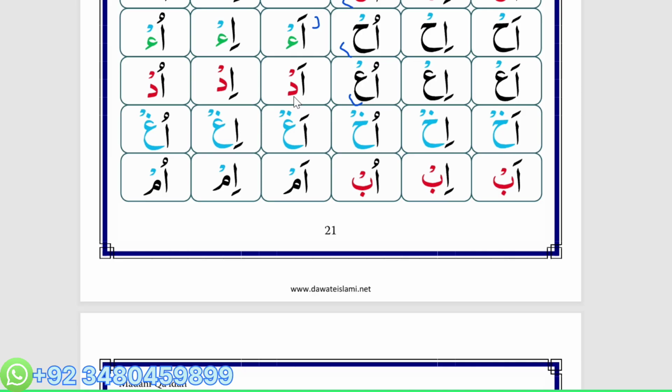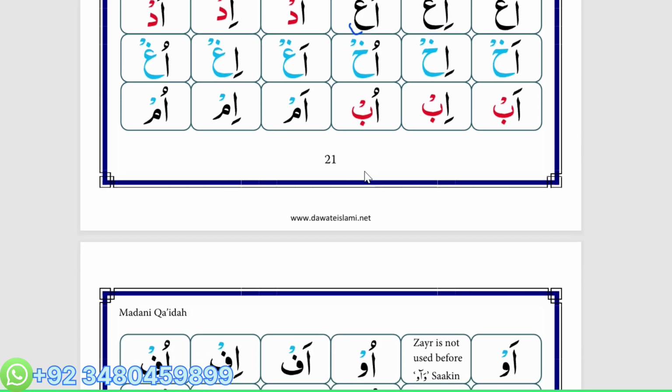Hamza Dal zabar ad. Dal is also from Kalkala letters, so you need to make Kalkala while pronouncing this letter. Hamza Dal zair id. Hamza Dal pesh ud. Ad, id, ud.